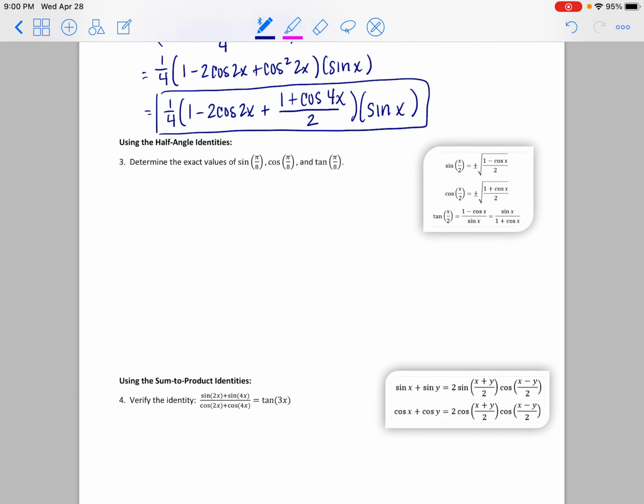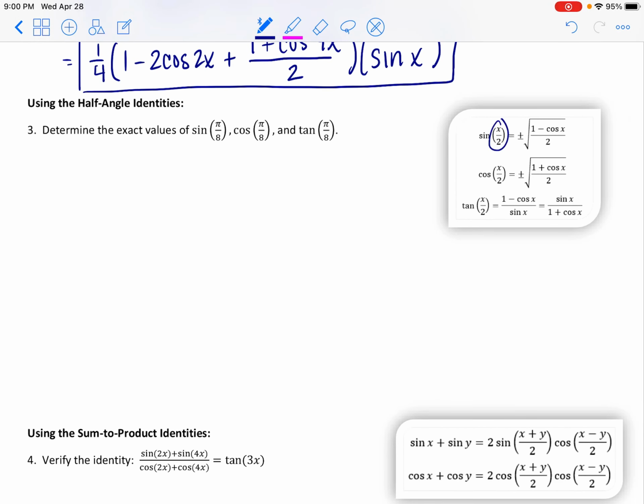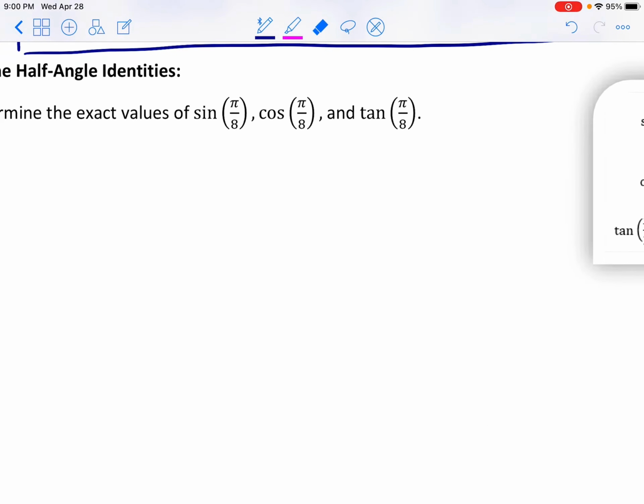We're going to look next at the half angle identities. So the sine of half of an angle, the cosine of half of an angle, and the tangent of half of an angle. And here we're trying to find the exact values for sine, cosine, and tangent of pi-eighths radians, which is half of what?